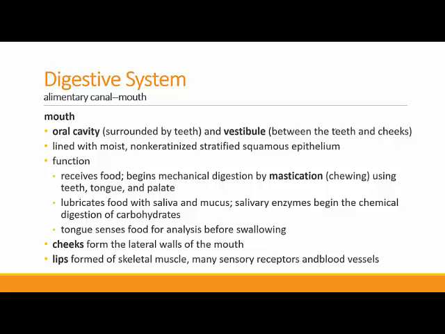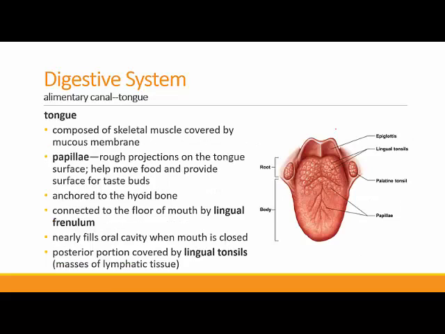The cheeks are the lateral walls of the mouth, again lined with that stratified squamous epithelium that's a mucous membrane. And the lips are formed by skeletal muscle, and in that muscle there are a lot of sensory receptors and blood vessels. So let's look at the tongue itself. It is a skeletal muscle covered by a mucous membrane.